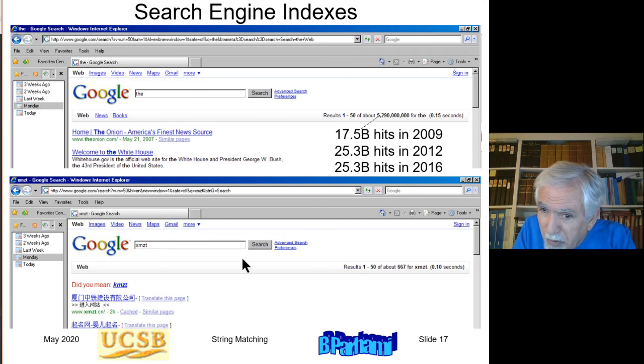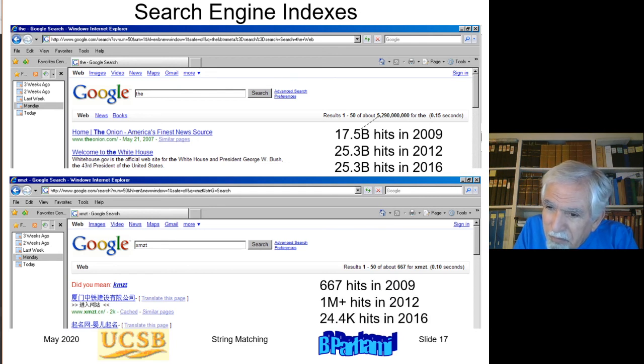But the search actually was performed for XMZT. So these are some of the hits for XMZT. They're all Chinese sites, so I have no idea what XMZT means or why it is significant that it appears in these sites. So here's the site www.xmzt.cn in China and so on. So you learn a lot of interesting things by doing just random searches on the internet, as these examples.